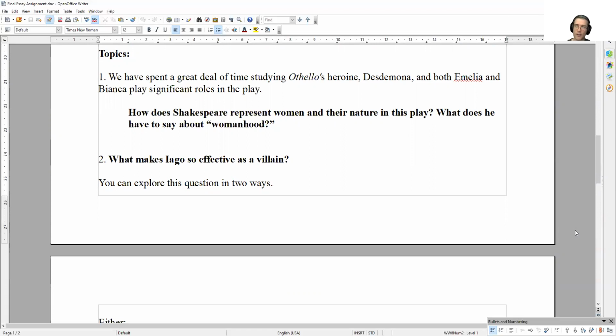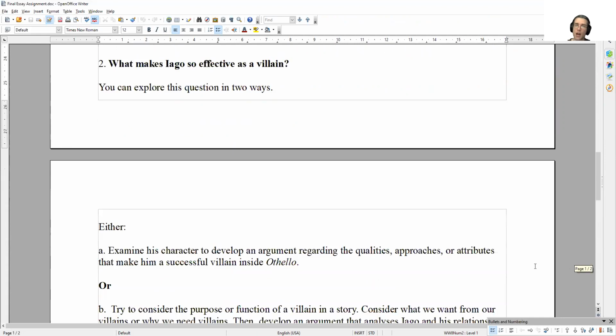The second question is slightly different in that it asks you to provide a focused analysis of a character. So your thesis doesn't necessarily need to be about a theme, right? A kind of moral lesson. Shakespeare is saying X about women. You could argue with question 2 something about Iago himself. So the question is, what makes Iago so effective as a villain?